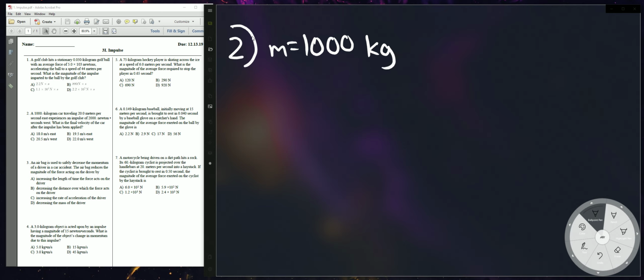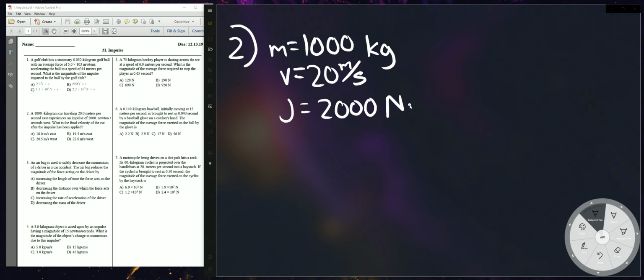So number 2, the mass of the car is 1,000 kg, traveling at 20 meters per second. Impulse, 2,000 newton seconds west, very important. What is the final velocity of the car after the impulse has been applied? So the initial velocity is 20, and I want you to know what your final velocity is.